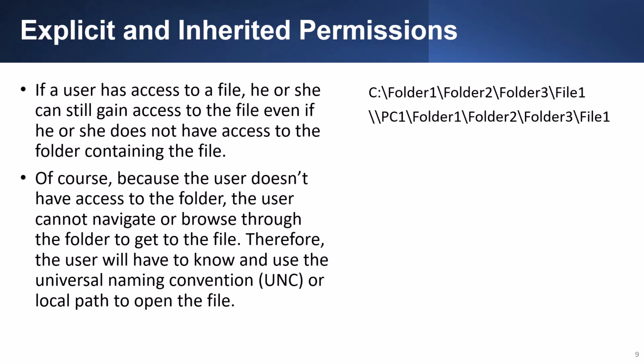If a user has access to a file, he or she can still gain access to the file even if he or she does not have access to the folder containing the file. Of course, because the user doesn't have access to the folder, the user cannot navigate or browse through the folder to get to the file. Therefore, the user will have to know and use the Universal Naming Convention, or UNC, or local path to open the file.